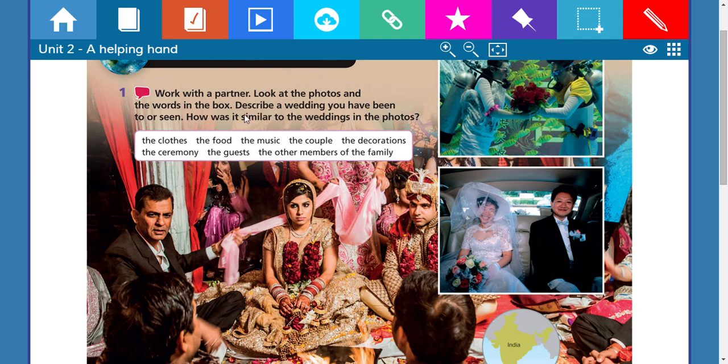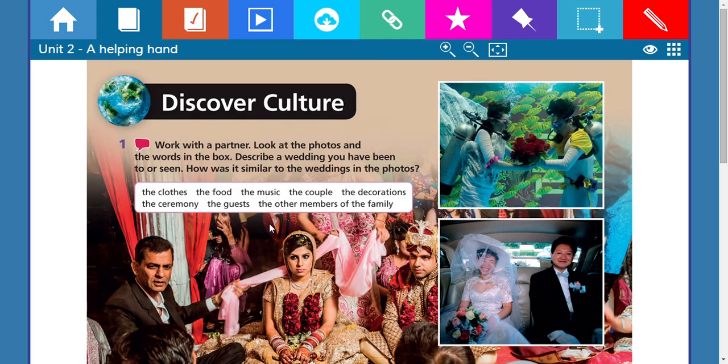What about the ceremony? I can see the ceremony in picture number 1. In number 2, they are going to the ceremony. They're in the limousine or in the car. The guests. Picture number 1, yes. Look at the guests. In number 2 and 3, no. The other members of the family on picture number 1.